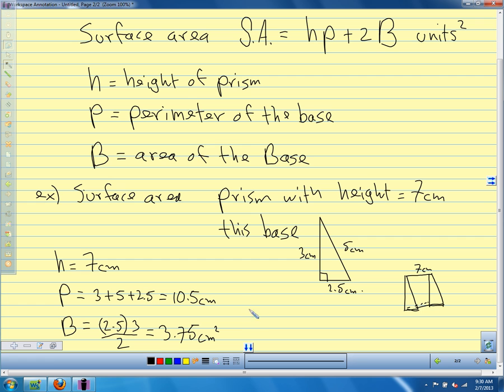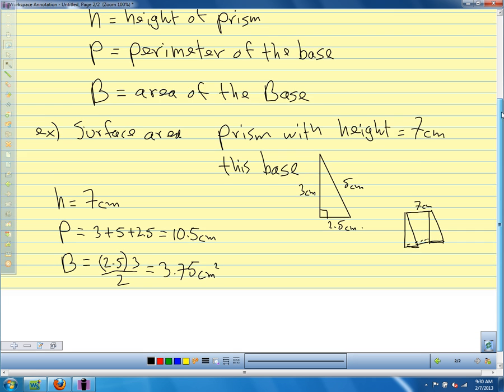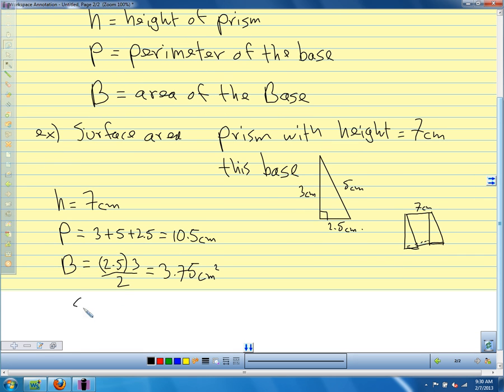So the area of the base is 3.75 centimeters squared. Now we can calculate our surface area. Our surface area is the height, 7, times the perimeter of the base, 10.5, plus 2 times the area of the base, 2 times 3.75. And then I just calculate that all out.